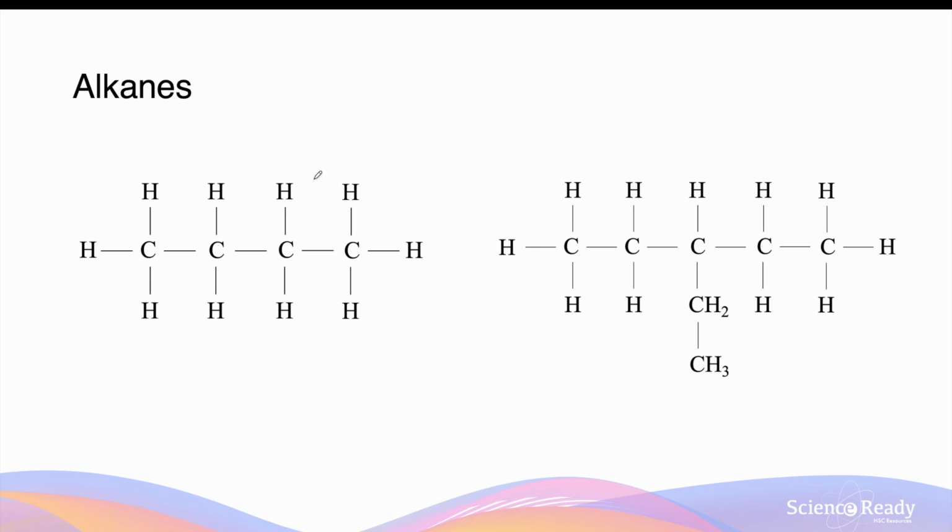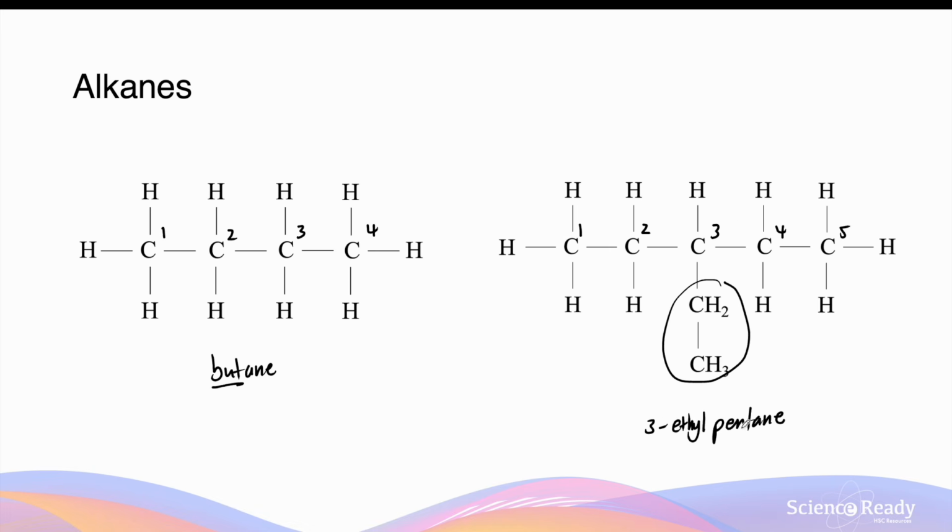Starting with alkanes, the names of alkanes will end with the suffix -ane. When there are 4 consecutive carbons in the molecule of an alkane, this is called butane, where the prefix but represents the number 4. In this molecule, we can count 1, 2, 3, 4, 5 consecutive carbons, and that leaves behind 2 carbon atoms in an ethyl group. So the name of this molecule will end with the suffix pentane, and the ethyl group is on the 3rd carbon, so therefore this is called 3-ethylpentane.